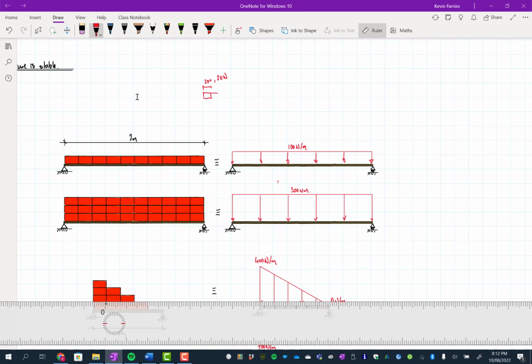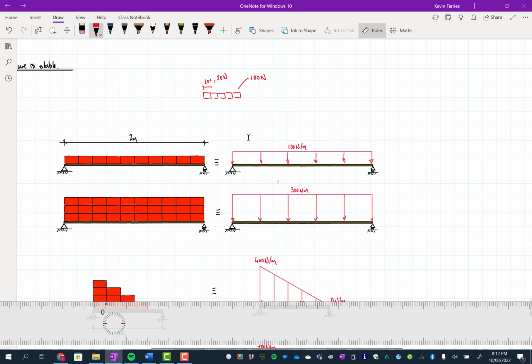And let's say they weigh 20 newtons each. So to get a meter, we'd stack 5 of these together. 1, 2, 3, 4, 5. So you'd stack 5 of those. The total weight would be 5 times 20. It would be 100 newtons.